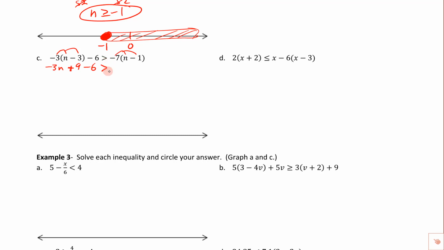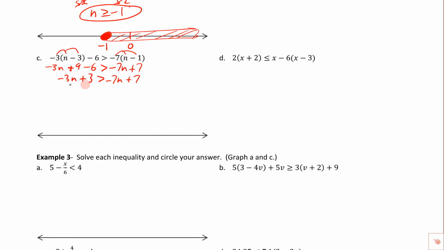We're just simplifying, so we're going to leave that the same direction. So we get a negative 7n and we get a plus 7. And then we're going to combine the like terms here, so we get negative 3n, and then that's going to be plus 3 greater than negative 7n, and then plus 7.